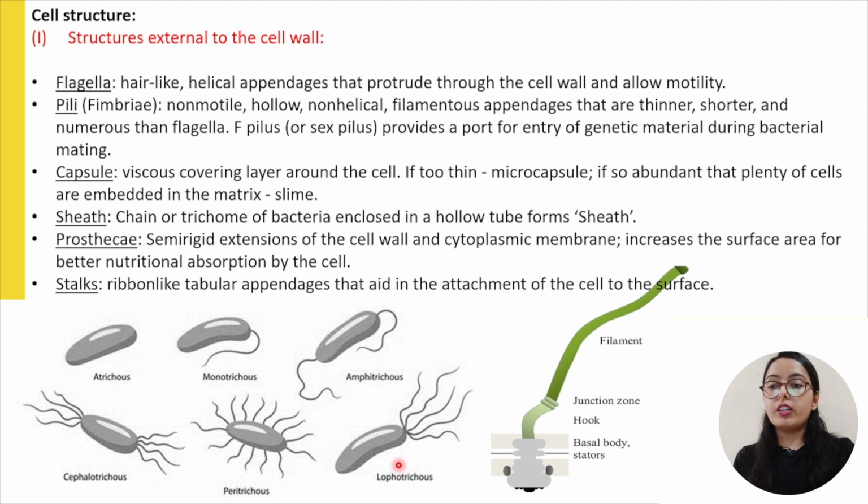And the next type of bacteria is lophotrichous, where we can see there is a bunch of flagella at one particular end, or a particular tuft. Such an arrangement is called lophotrichous.